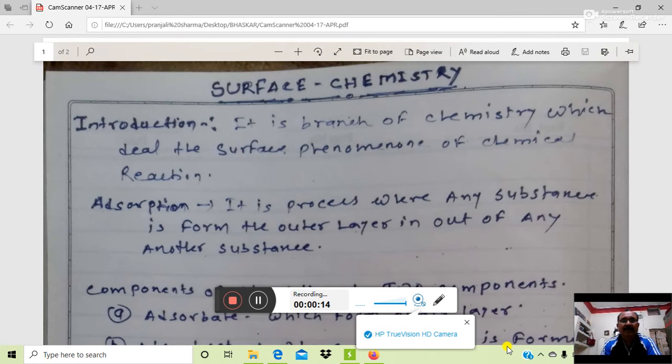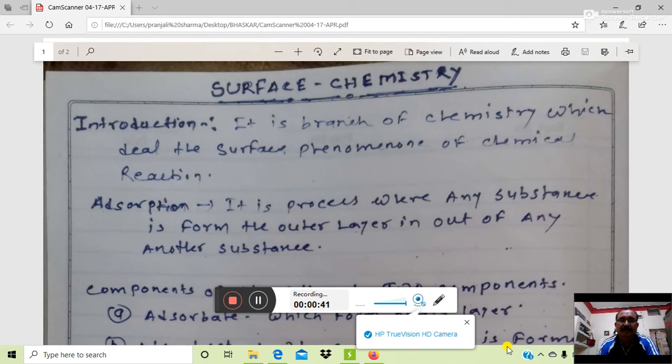Today we are starting a new chapter. This is surface chemistry. Surface chemistry is already interrelated with solutions. You know, in the solution part you classified solutions into many types. In the same manner, surface chemistry is also a branch of chemistry which deals with the surface phenomena of chemical reactions.